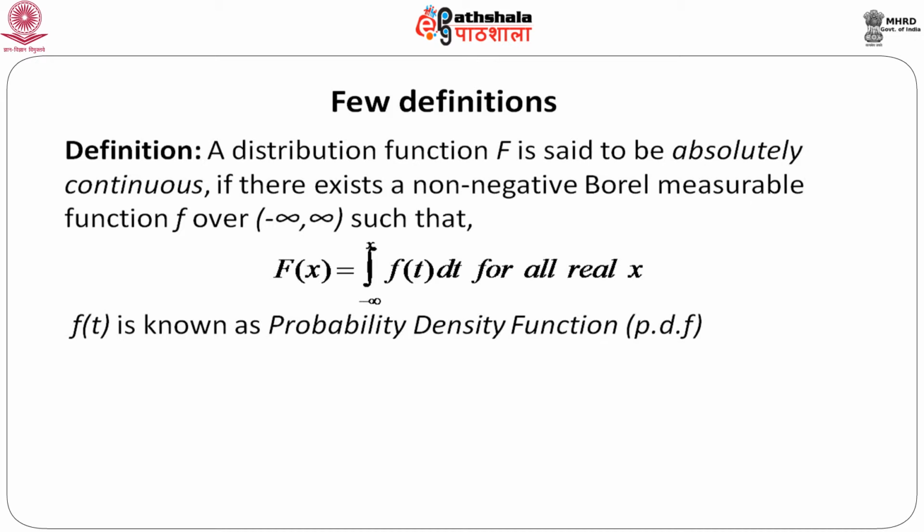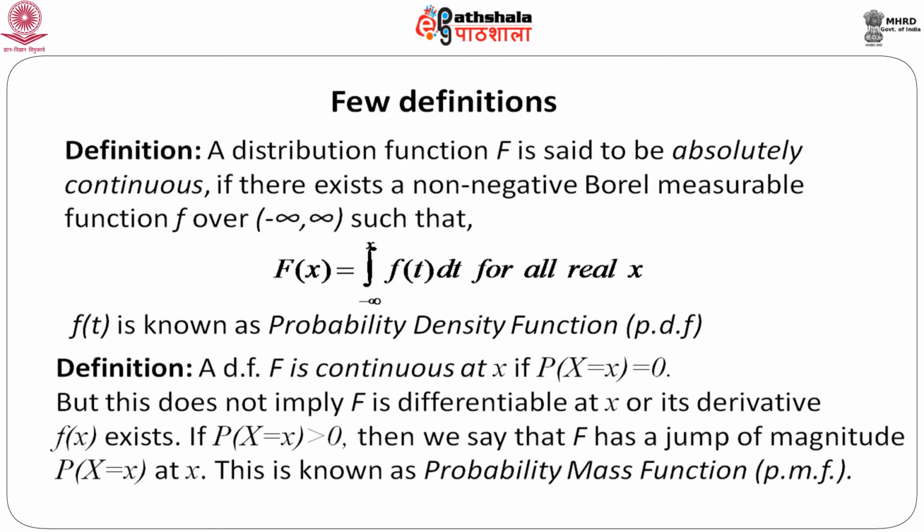So, if we are able to write capital F(x) in this form, using another function which is non-negative Borel measurable defined over the entire real line, which is denoted by small f, then this small f(t) is known as the probability density function corresponding to the random variable X, or corresponding to the distribution function capital F. So, naturally it is not necessary that every time we will get a probability density function, but we can derive a probability density function only corresponding to an absolutely continuous random variable.